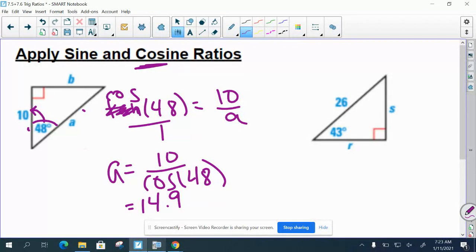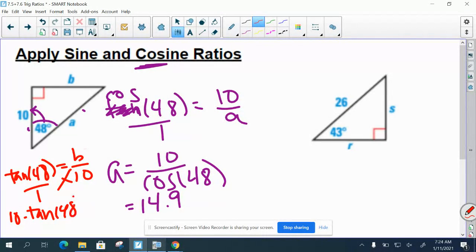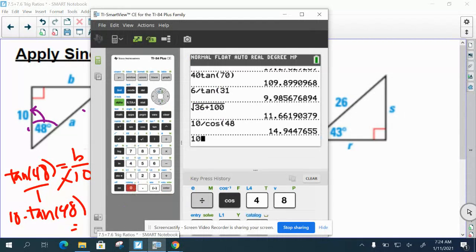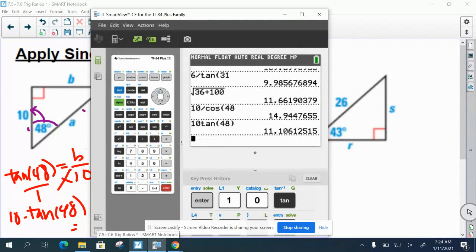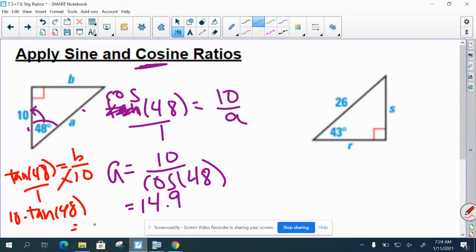Okay, and after we do that, you could use the Pythagorean theorem, but let's say you accidentally got the wrong answer for a. Then you would be using the wrong answer to figure out what b is. So instead, to avoid that problem, you could just use the tangent to figure out b. So we'll do the tangent of 48 equals b over 10. Cross multiply, so you get 10 times the tangent of 48. It should be smaller than 14.9 since it's a leg. 10 times the tangent of 48 equals 11.1. All right, so we found all three sides of that triangle.